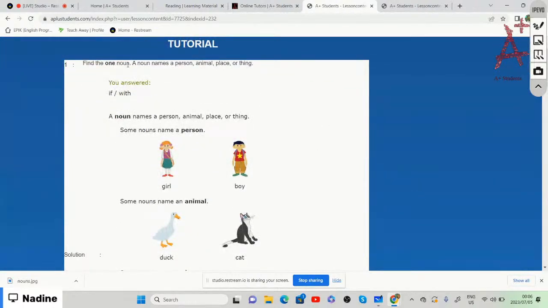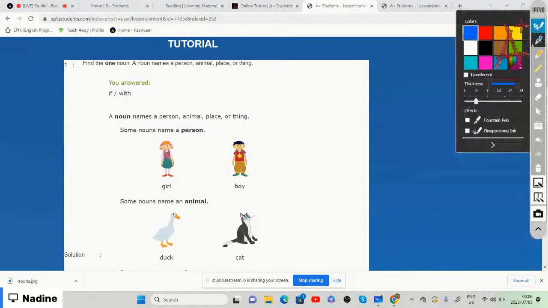And a noun names a person, it names an animal, it names a place, as well as a thing, right? So a noun names. Not necessarily saying your name, or calling your dog or cat by its name, right? No, it just names a person, an animal, a place, or a thing. So that is what it does. So a noun names a person, an animal, a place, or a thing.